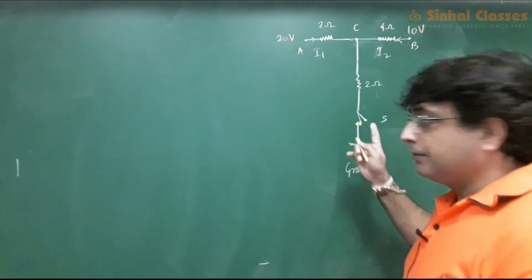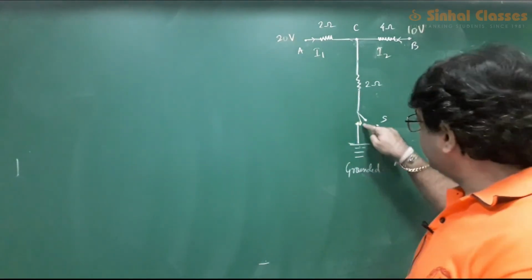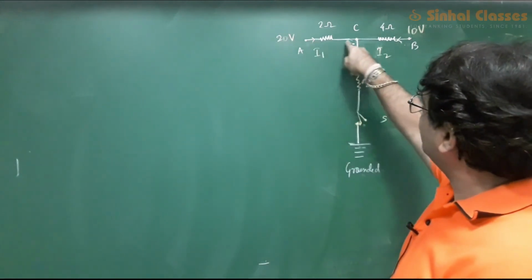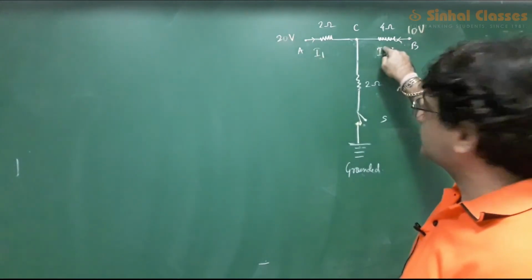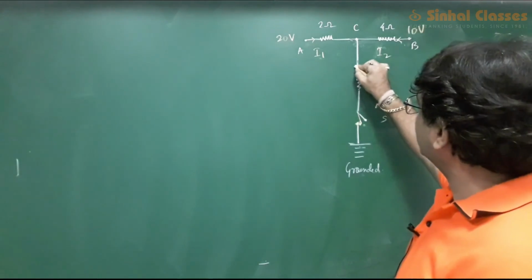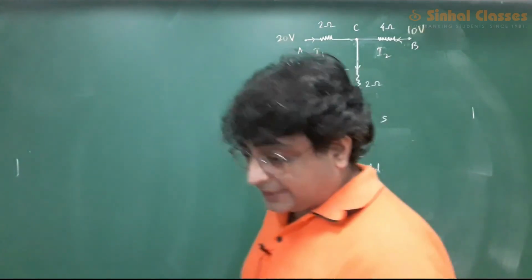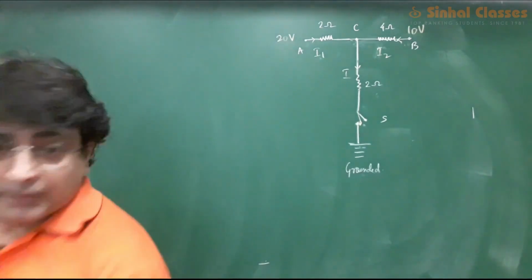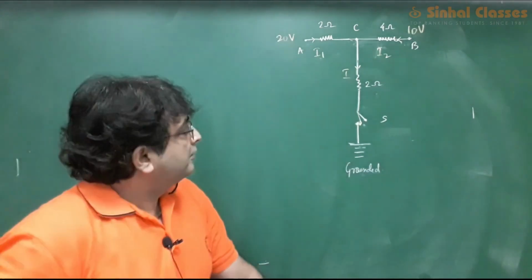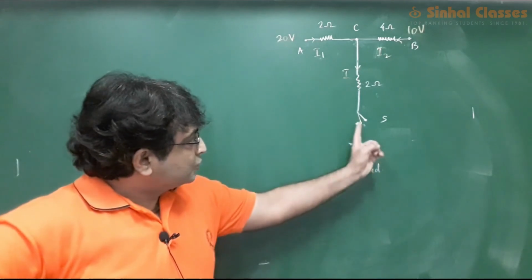So first the switch was open. Again, as I close the switch, let us say that the current flowing over here is I1 and the current flowing over here is I2. I want to find out the current flowing through this particular 2 ohm resistor. Let us understand this particular question, students. To understand it, first of all, the switch is closed.